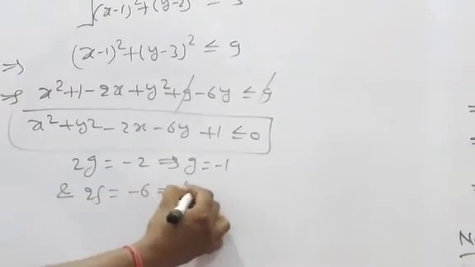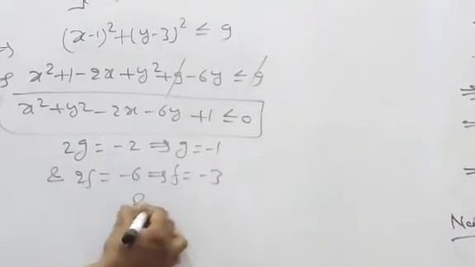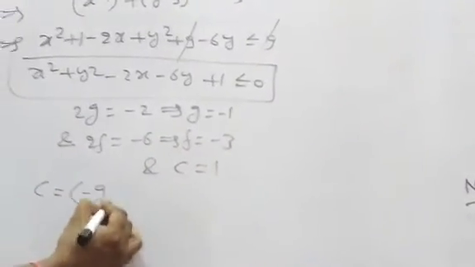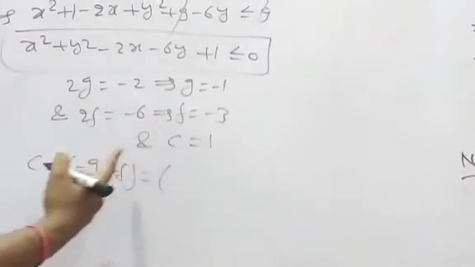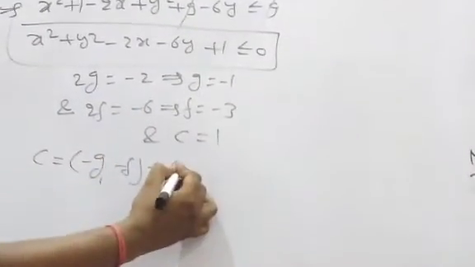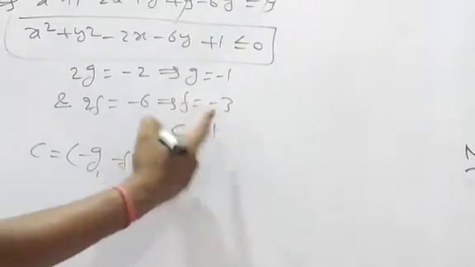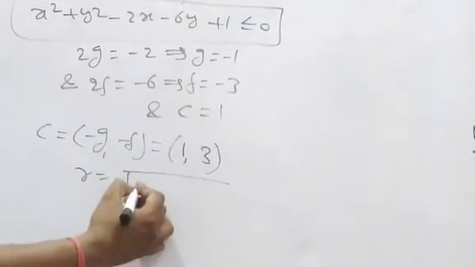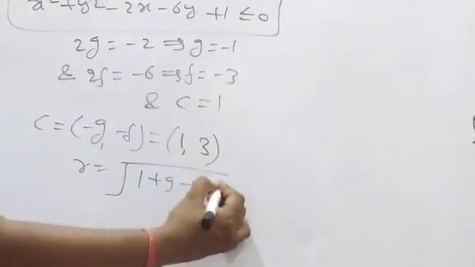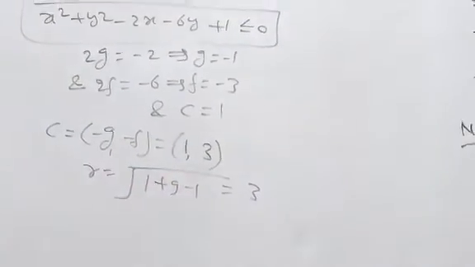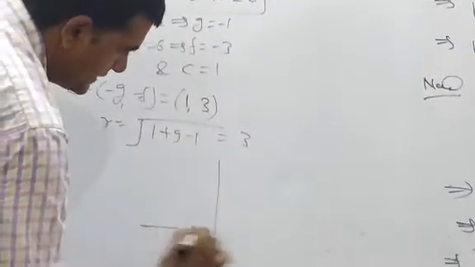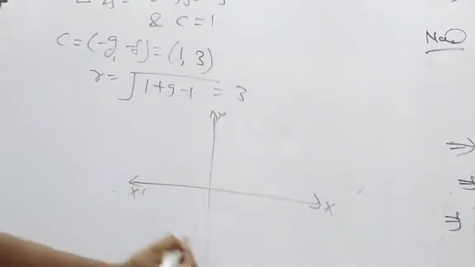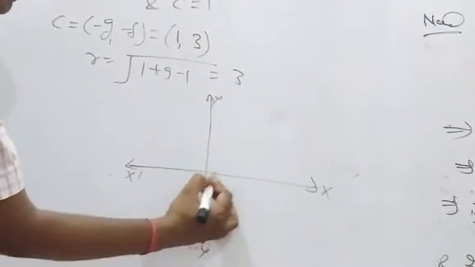Minus 6, f is equal to minus 3, and c is equal to 1. Therefore, center is equal to minus g, minus f, that is minus 1, means 1, minus f means 3, and radius r is equal to under root 1 square, means 1 here, 9 minus 1, is equal to 3. Clear? Now diagram here, x, y, x dash, y dash, origin, 1, 2, 3, 4.